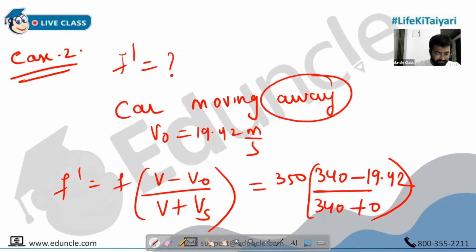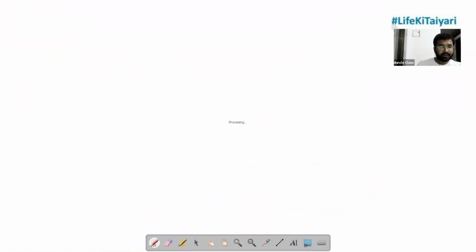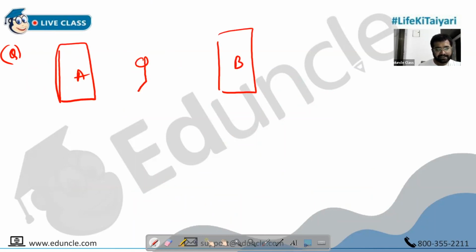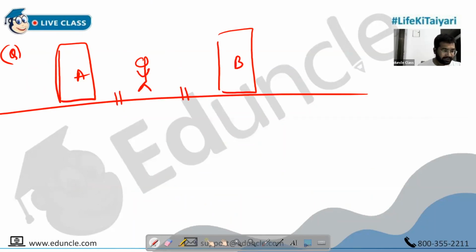Next. Let's take another question. Proceeding ahead. They have given us a man stands at the midpoint of a line joining two sources. So there is source A, there is source B, and there is a man standing at the midpoint of the two, equally divided, which produce notes of frequencies 660 Hertz and 596 Hertz respectively. 660 Hertz here and 596 Hertz here.